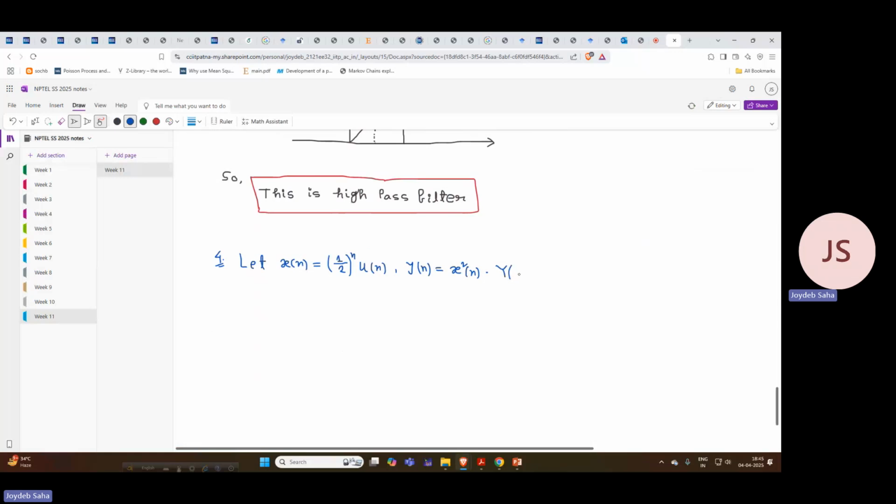Y of e to the power j omega is the discrete time Fourier transform, DTFT, of y of n. Find Y of e to the power j0.